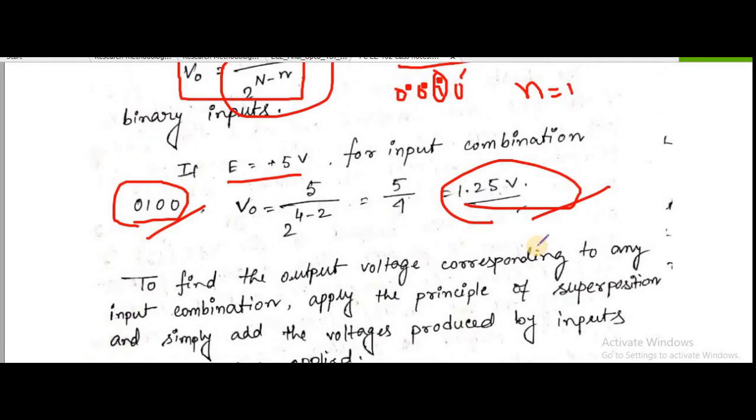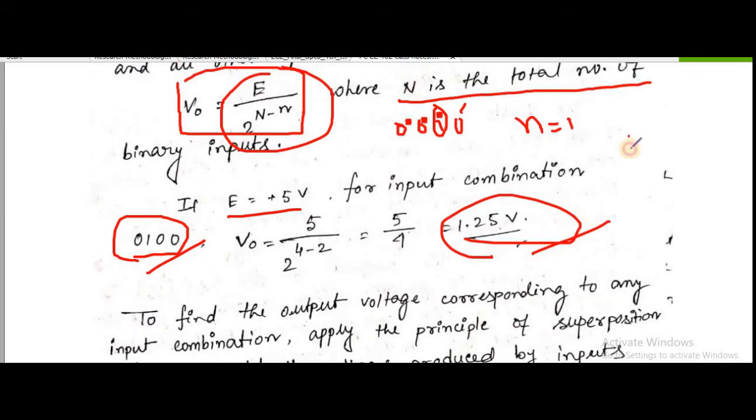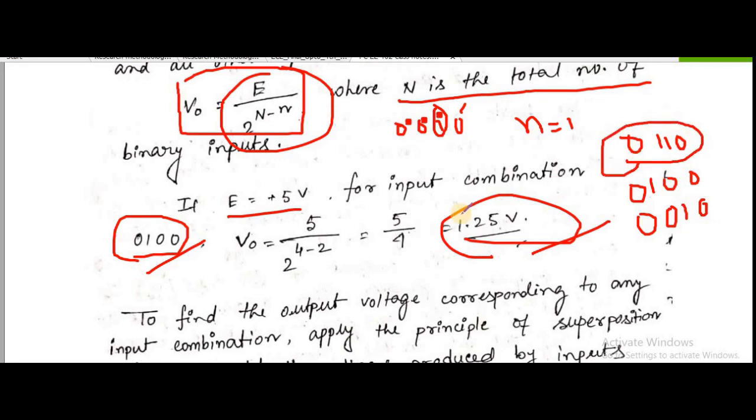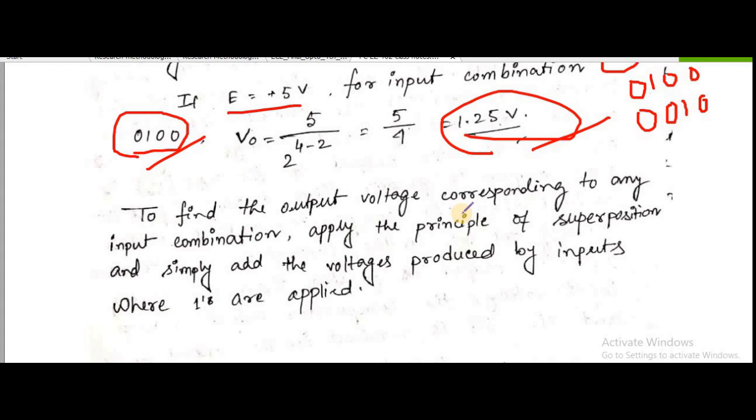Now suppose my bit pattern is 0 1 1 0, then what will be the case? So in this case we will apply the superposition theorem. We will first calculate the output voltage for this configuration. Okay, then we will calculate the output voltage for this value. Okay, and at the end we will add these two values, and that value will be the equivalent analog value of this digital data. So this is very simple. So this is the basic concept of the R2R ladder.